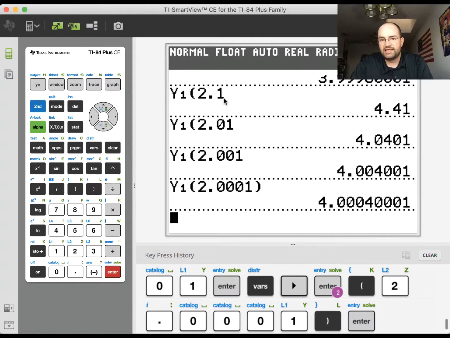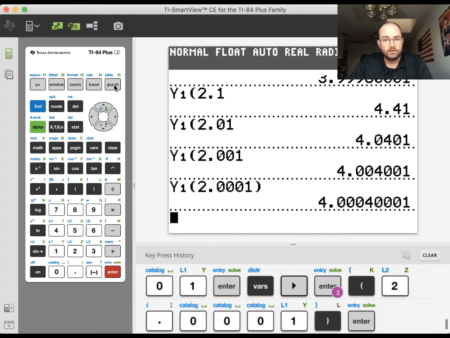Notice that as x gets closer and closer to the number 2 from the right-hand side, this is getting closer and closer to the number 4 as well. So from the left, it's getting close to the number 4. From the right, it's getting close to the number 4. So then it would be 4. Now, here's the thing, though.